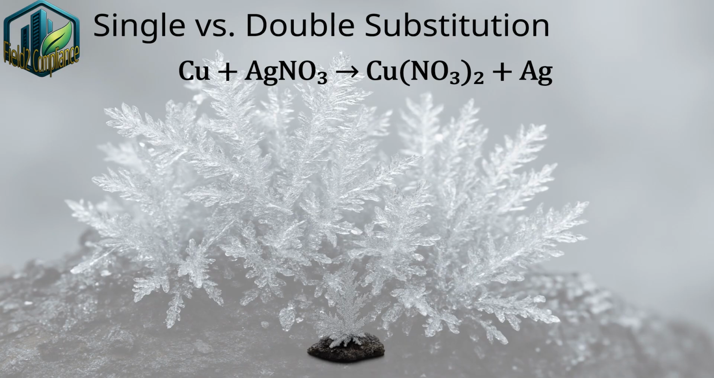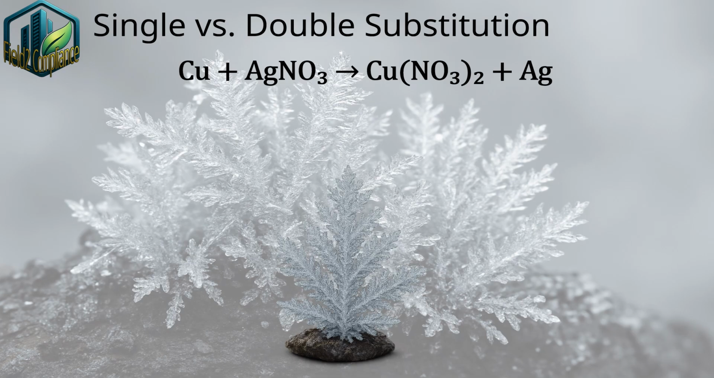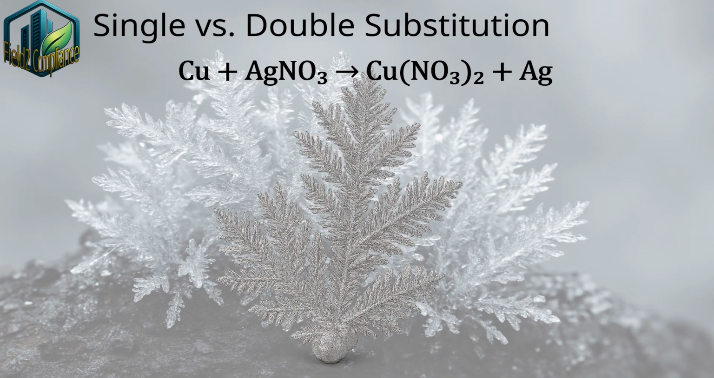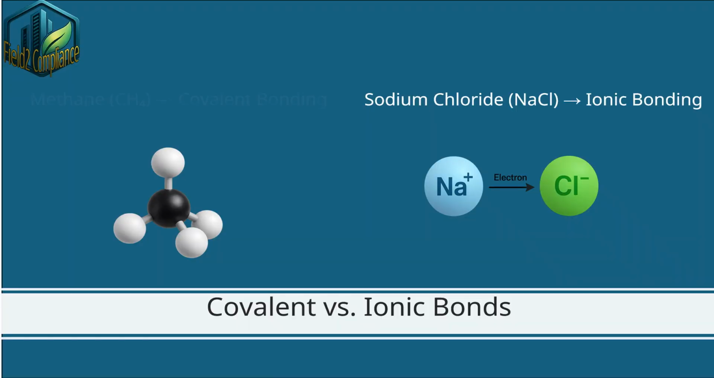In a single swap, 1 element kicks another out, like copper stealing silver's seat in silver nitrate. In a double swap, 2 compounds trade partners. Think of it as chemical speed dating.